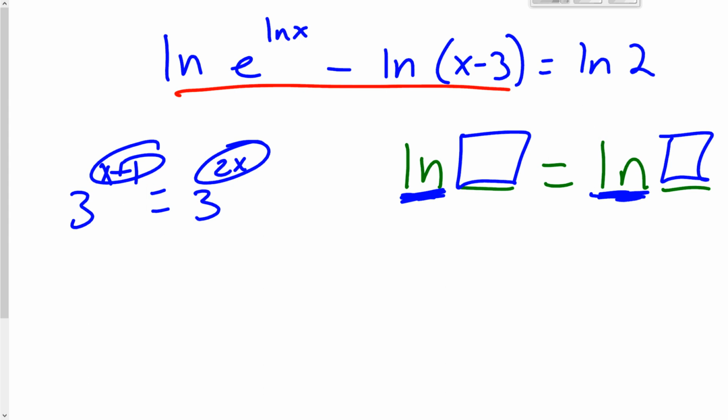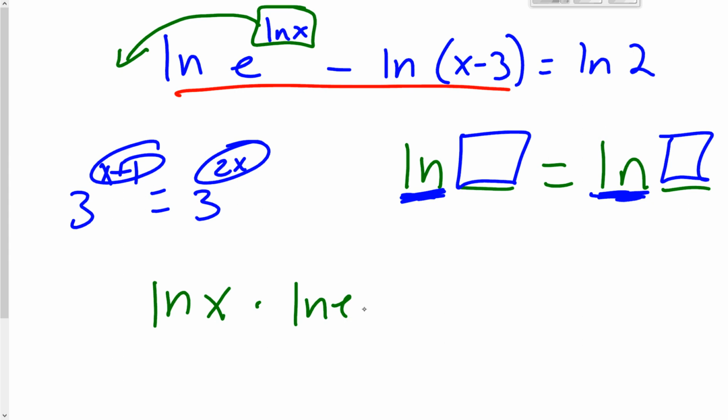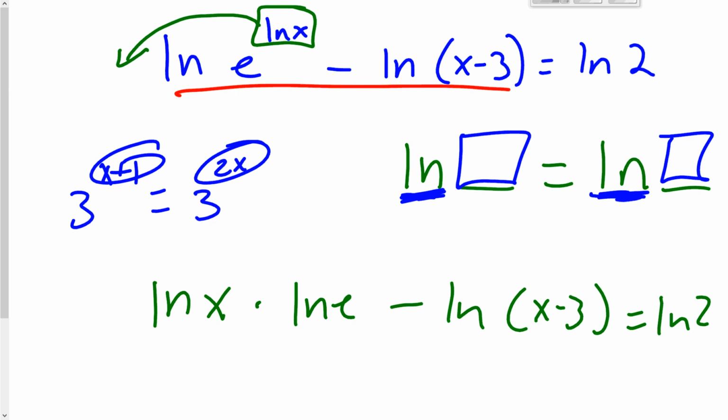Now here we can actually simplify this, probably without doing that so much, right? Because here I'm taking the ln of e raised to the ln of x. So here I can deal with my log properties. Right here I have an exponent, I can move that out front. So that would be ln of x times ln of e minus ln of x minus 3 equals ln of 2. Now here ln of e, remember, equals 1, because that's log base e of e.